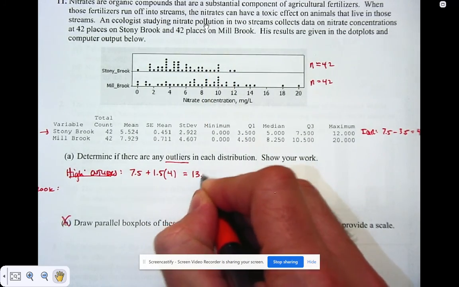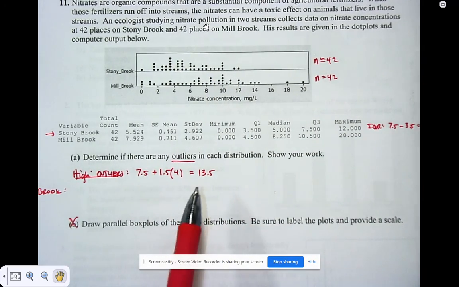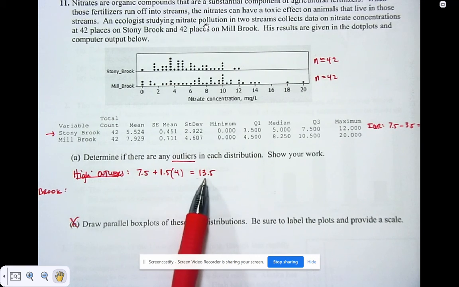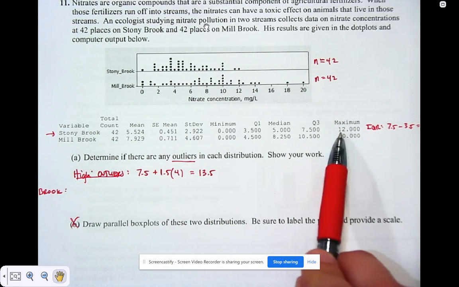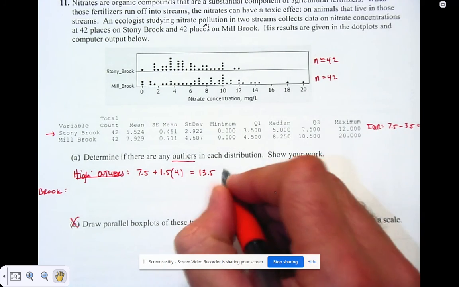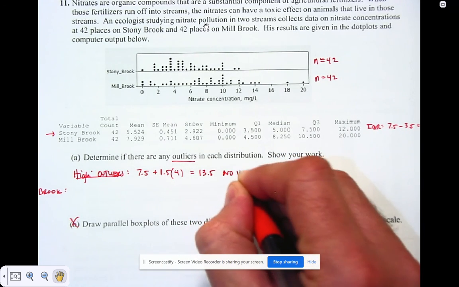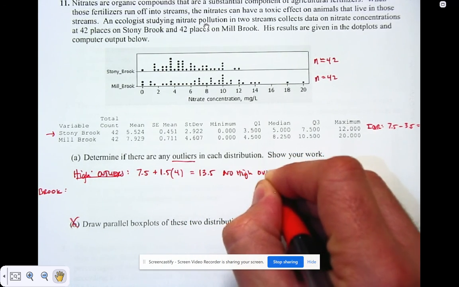What does that number mean? Some of you mixed this up on the quiz. That means if there's any data in Stony Brook that is bigger than 13.5, it is an outlier. Well, look up here, Stony Brook. The maximum value is 12. So you can say no high outliers.